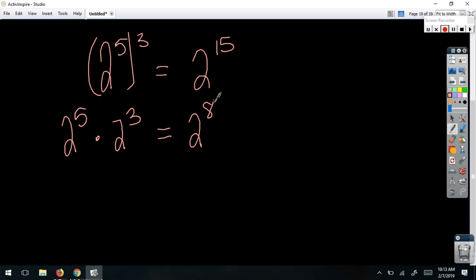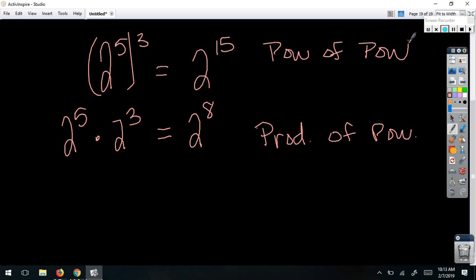All right, so look at your foldable. The first one's power of a product. It looks like this one. This is product of powers. This is product of powers. This is power of power. You have to be able to recognize what's what and when you do what.